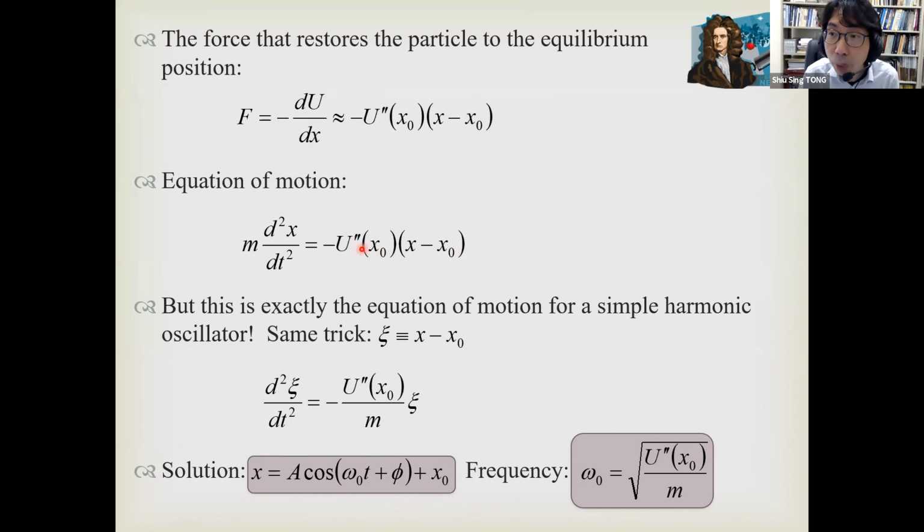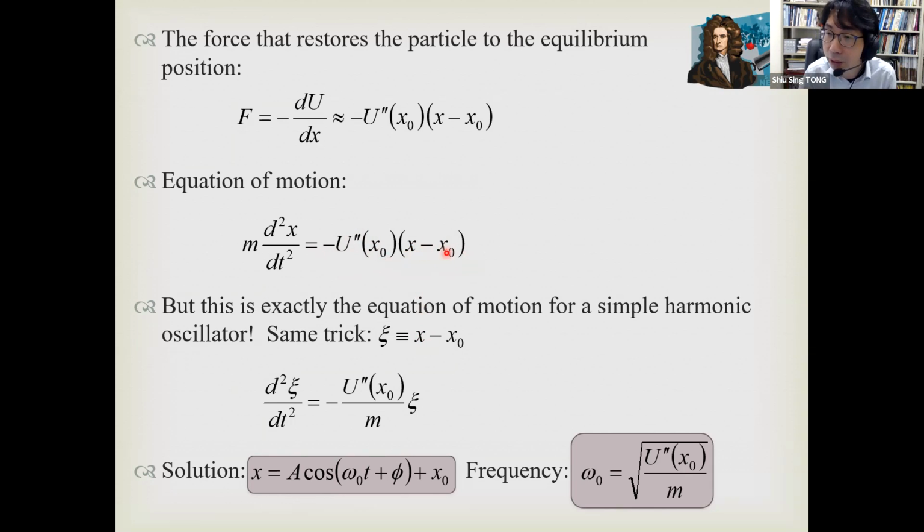Now this u double prime is actually a constant because it is the second derivative of u evaluated at the equilibrium position, which is a constant. It depends on the shape of the curve at the minimum point of u. So this is actually a constant. So the force is a negative constant multiplied by x minus x naught, which is of course a simple harmonic motion. Now we change a variable.